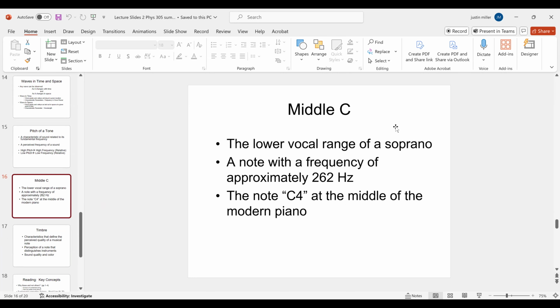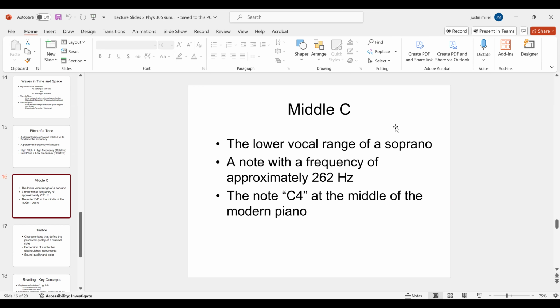Middle C. So again, we get to something with the piano here. Middle C, the lower vocal range of a soprano, all right. But really, it's a note with a fundamental frequency of approximately 262 hertz. 262 hertz, 262 cycles per second.